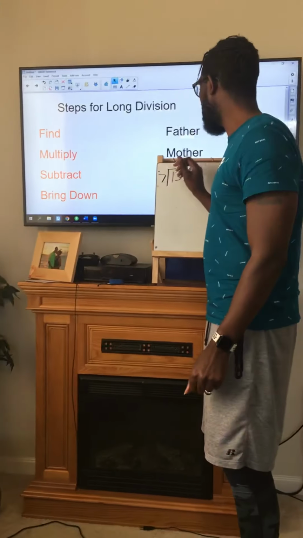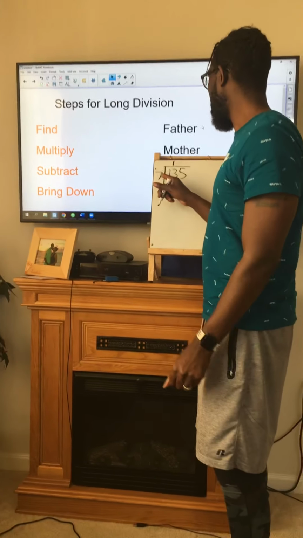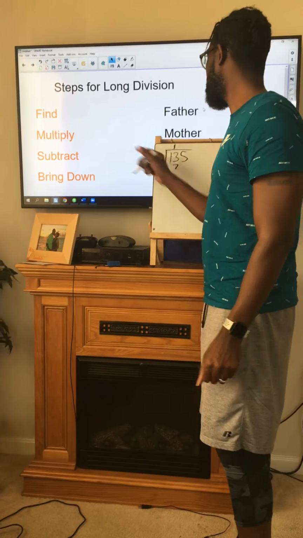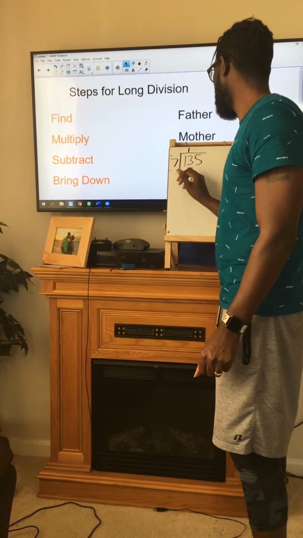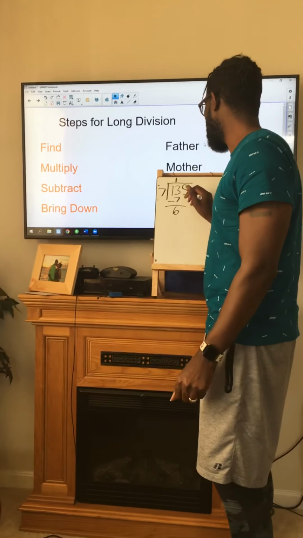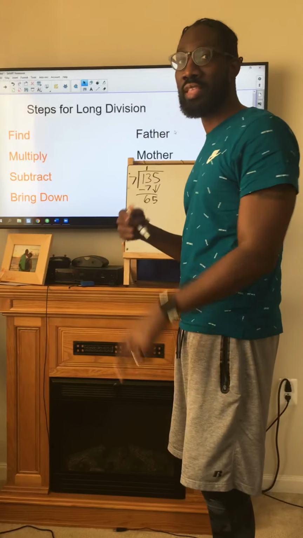I can make one equal group, then I'm going to multiply. 7 times 1 gives me 7. My sister says subtract. 13 minus 7 gives me 6. My brother wants me to bring down my number. Now it's time for me to repeat that process.